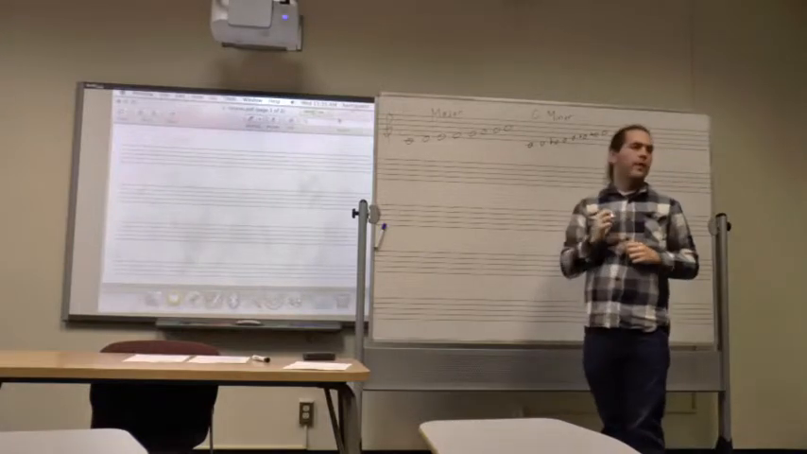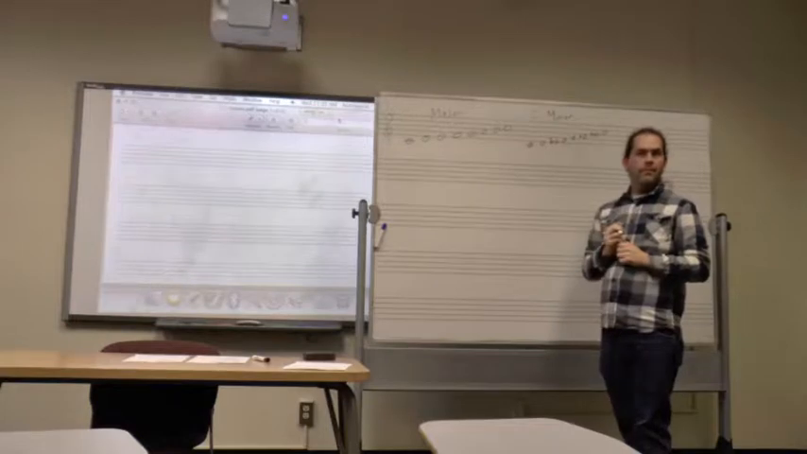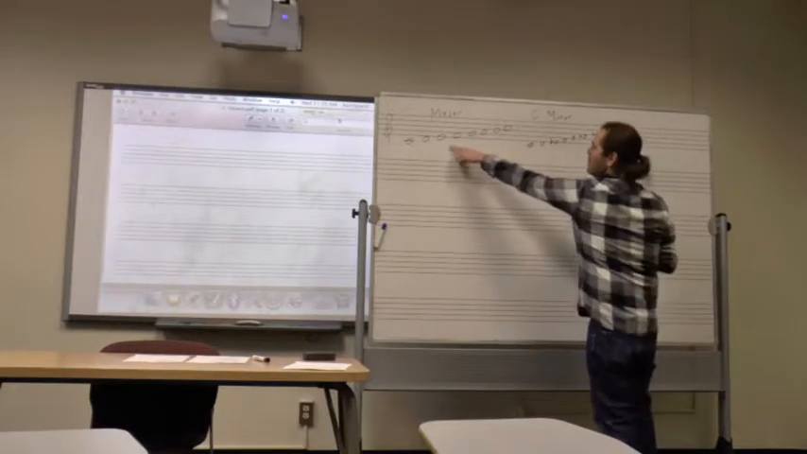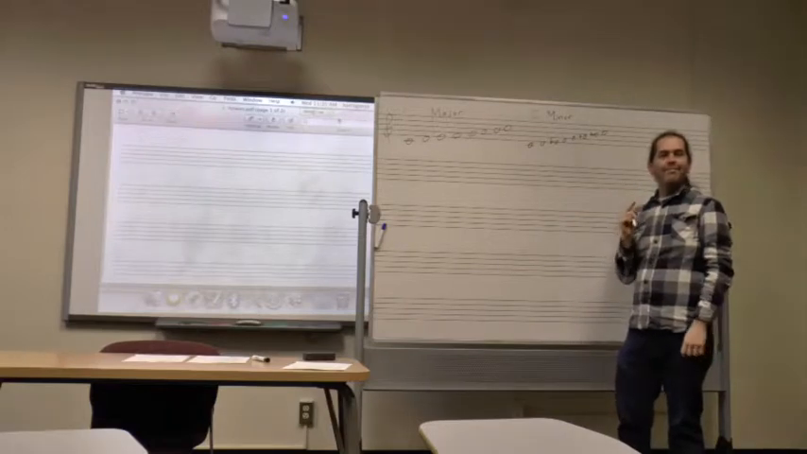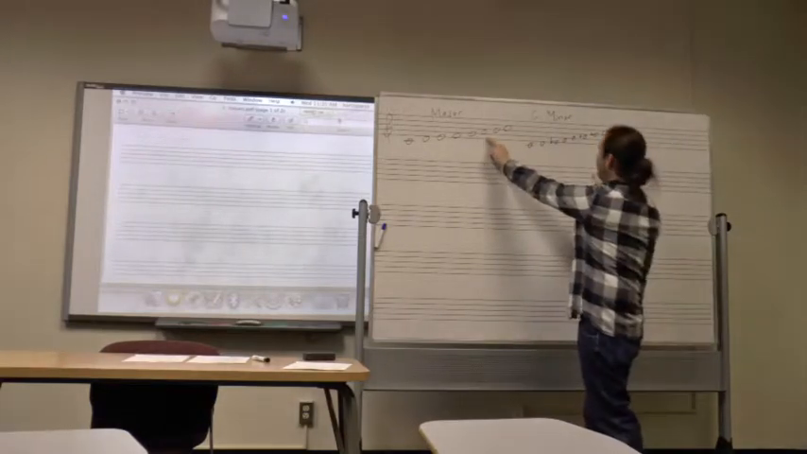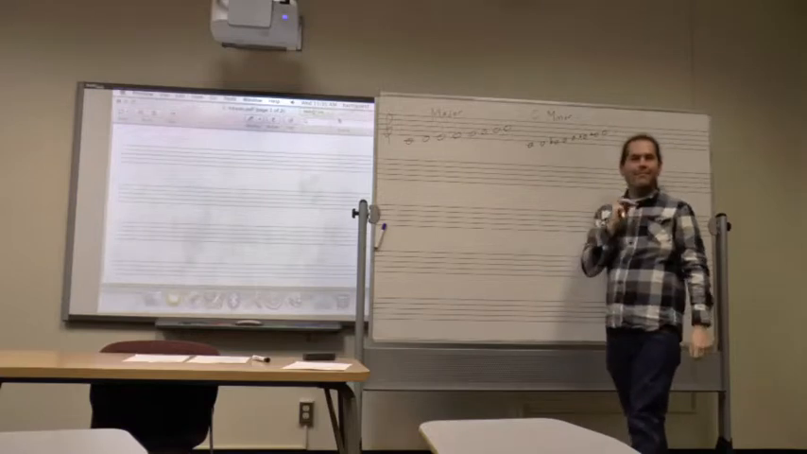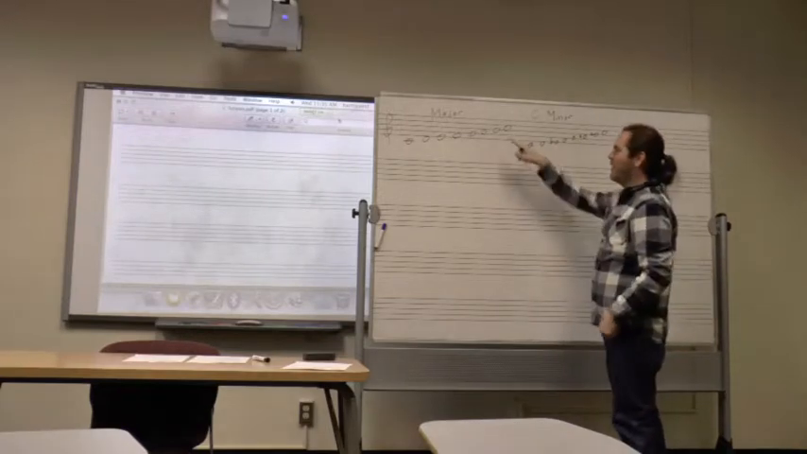And with that, we can also identify what scale degrees have been quote unquote lowered. What's the first scale degree that's been lowered? 3. Scale degree 3. Good. Another? 6. And 7. Very good.